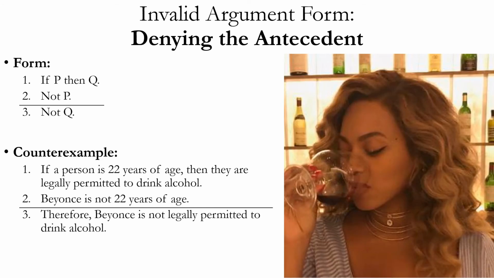Another invalid argument form, denying the antecedent, and this one looks similar to modus tollens, but modus tollens denies the consequent of the conditional, whereas denying the antecedent denies the antecedent instead. It has the general form, if P then Q, not P, therefore not Q. And here is a counterexample.